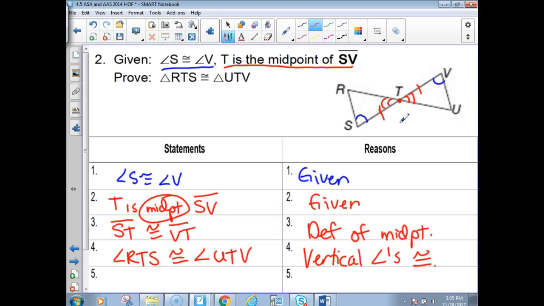Well, now that I have marked up my picture, I can see that I'm ready to prove something. I'm ready to prove what they wanted me to prove, which is stated right here. This should be the last thing in my proof. Triangle RTS is congruent to triangle UTV. Why? Well, it's all over my picture. Is it side, angle, side? Is it angle, angle, side, or SSS? Angle, side, angle. It is 2 angles and the side smushed between them.